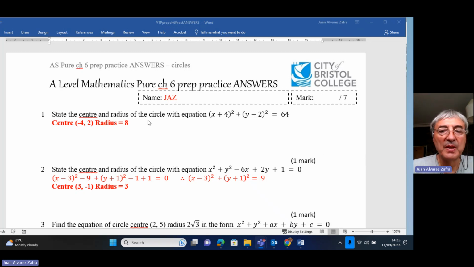So question 1, we're looking at the equation of a circle in the standard form. For x plus 4 squared plus y minus 2 squared equals 64, the center of the circle are the values of x which make this bracket 0, which is minus 4, the value of y which makes this bracket 0, which is 2, and then the radius is the square root of the constant left over on the right-hand side, which is the square root of 64, which is 8. So the center of this circle is minus 4, 2, and the radius is 8.